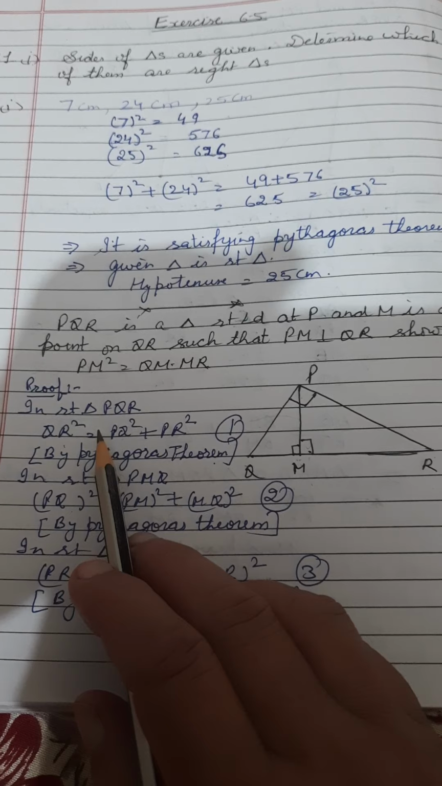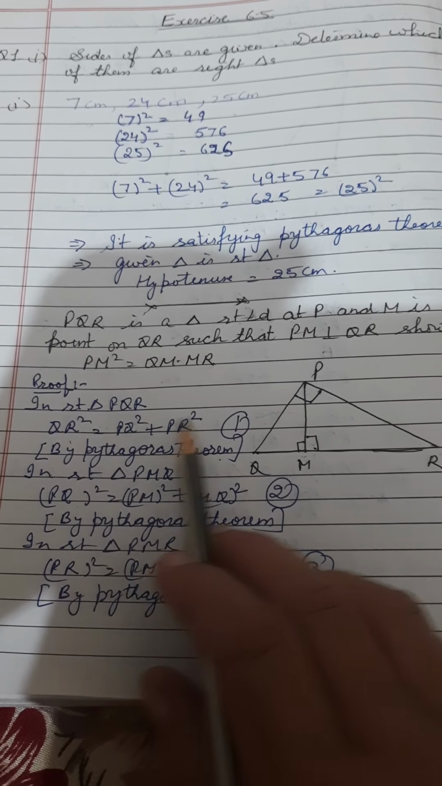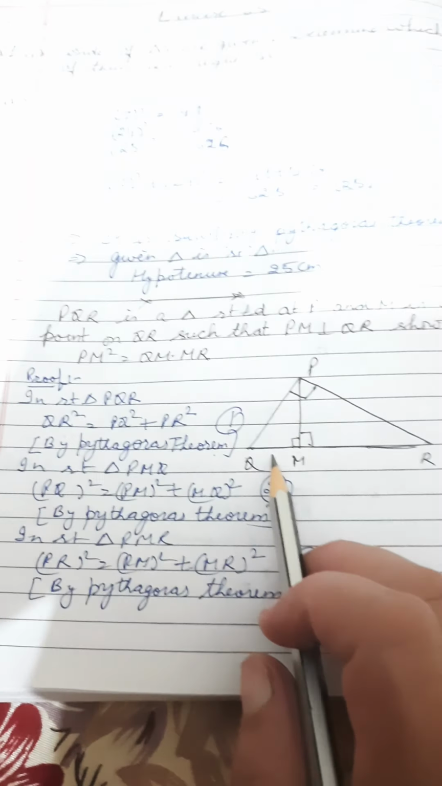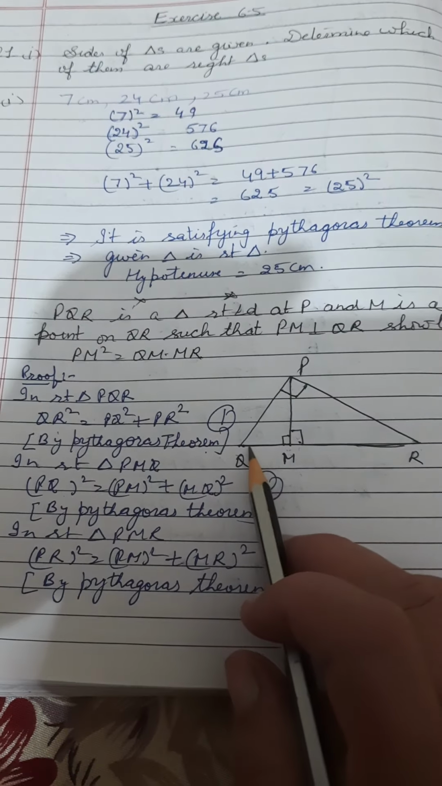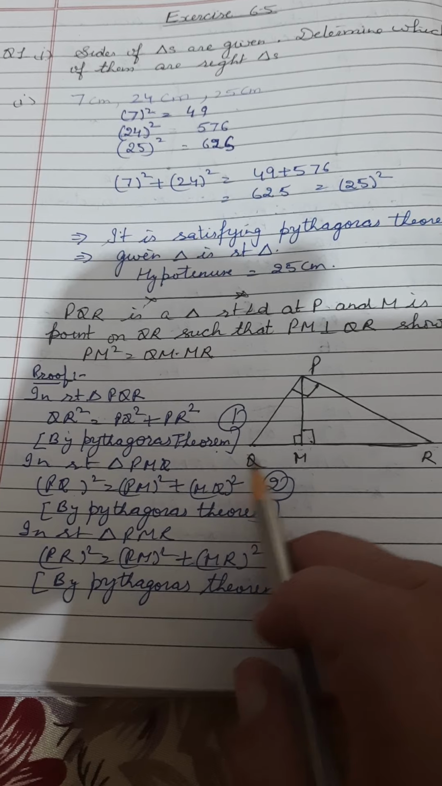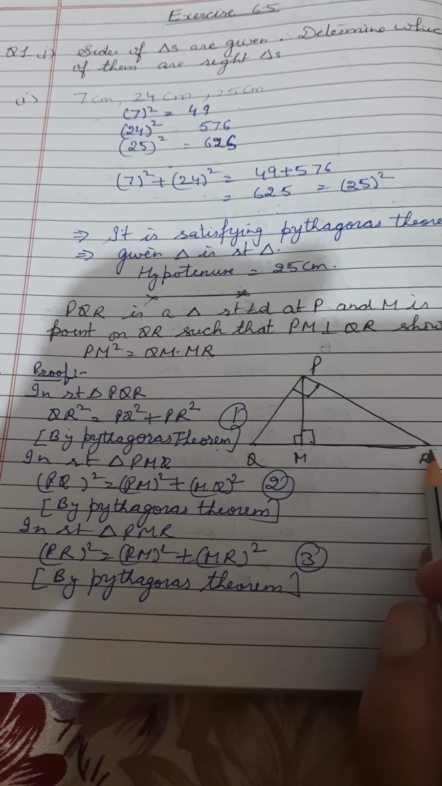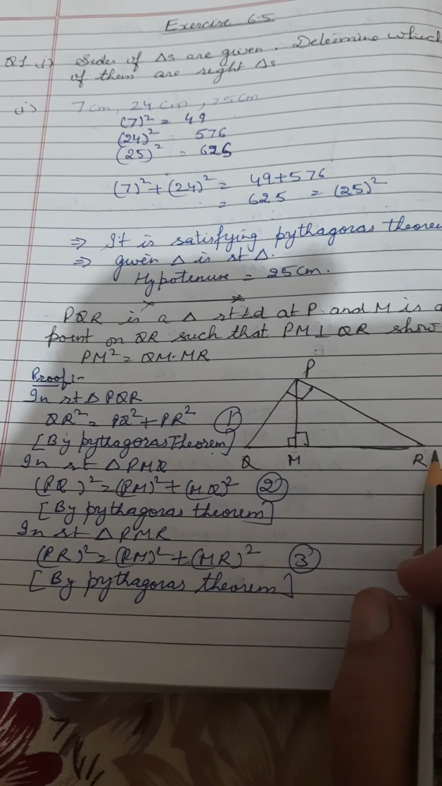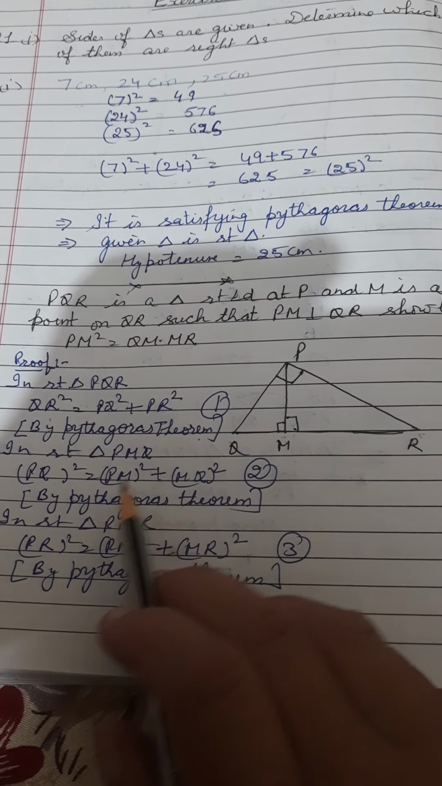In right angled triangle PQR, see here, this is the hypotenuse. QR is the hypotenuse. Then QR square is equal to PQ square plus PR square by Pythagoras theorem.